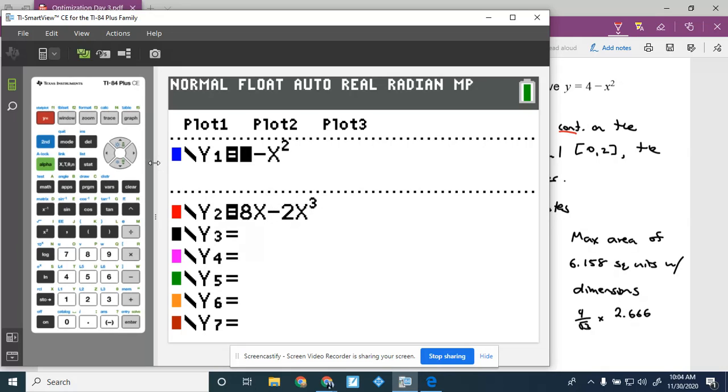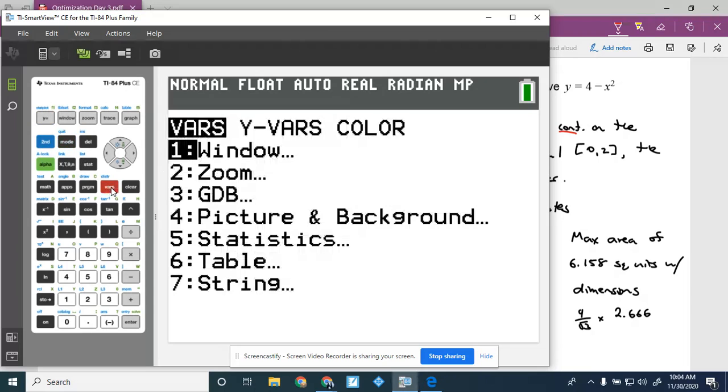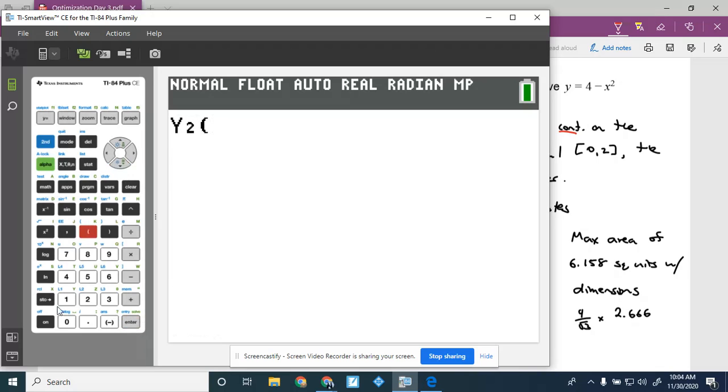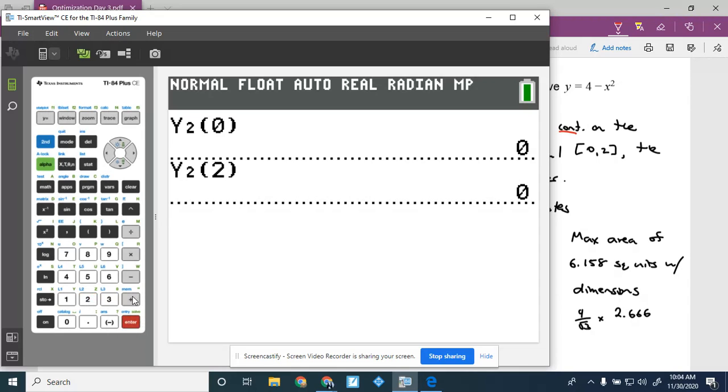So now if I wanted to test these values, it's pretty simple. Just do function notation: Vars, Y-Vars, Function, and since it's in Y2 for me, I'm going to do Y2 of 0. And you get 0, and you knew you were going to get 0 because that's that flat rectangle. Or you could just plug it in yourself, because those aren't really too difficult to plug in. It'd be the same thing with the other value. If you plugged in 2, you could do that without a calculator. You're going to get 0. The one maybe you didn't want to do without a calculator is what you get when you plug in the critical point, which was 2 over radical 3.